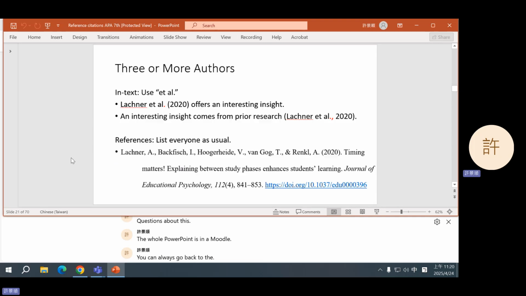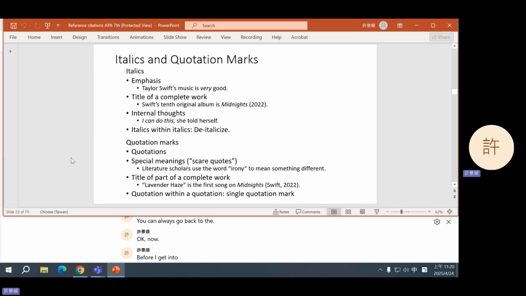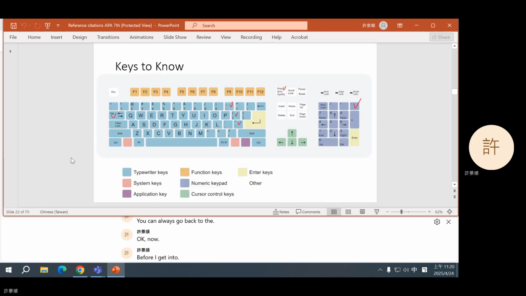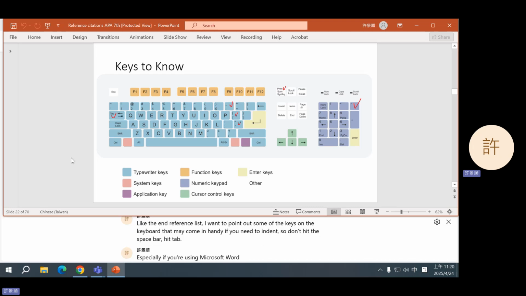Okay, now, before I get into the end reference list, I want to point out some of the keys on the keyboard that may come in handy. If you need to indent, don't hit the space bar, hit tab. Especially if you're using Microsoft Word, tab once will indent all the way that you need.